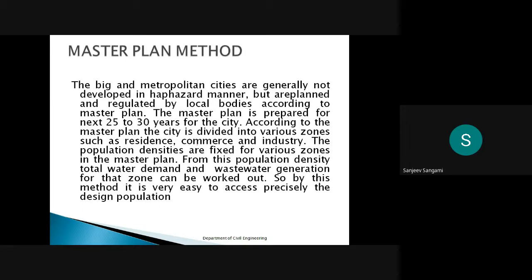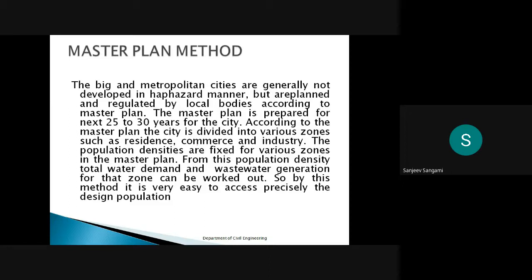The master plan is prepared for the next 25 to 30 years for the city, based on the previous master planned city. According to the master plan, the city is divided into various zones such as residential, commercial, and industrial. The population densities are fixed for various zones in the master plan. From this population density, the total water demand and the wastewater generation for that zone can be worked out. By this method, it is very easy to assess the design population precisely.